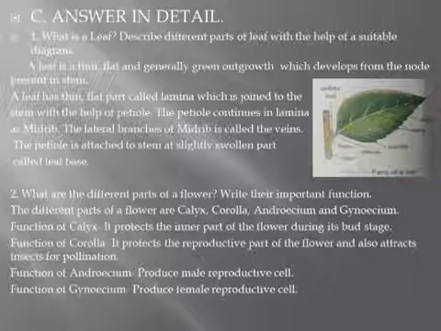What are they? A leaf has a thin flat part called lamina. The lamina is joined to the stem with the help of a petiole. Now the petiole continues in the lamina as the midrib. The lateral branches of the midrib are called veins. And the petiole is attached to the stem at a slightly swollen part called the leaf base.